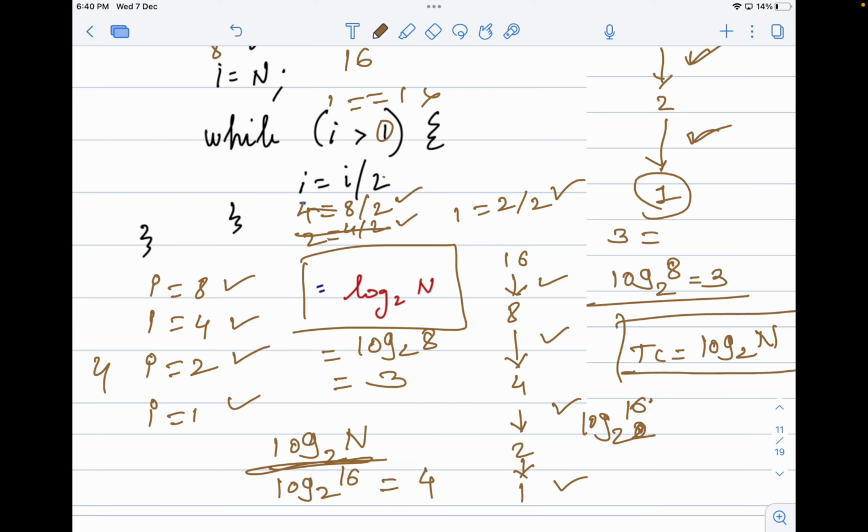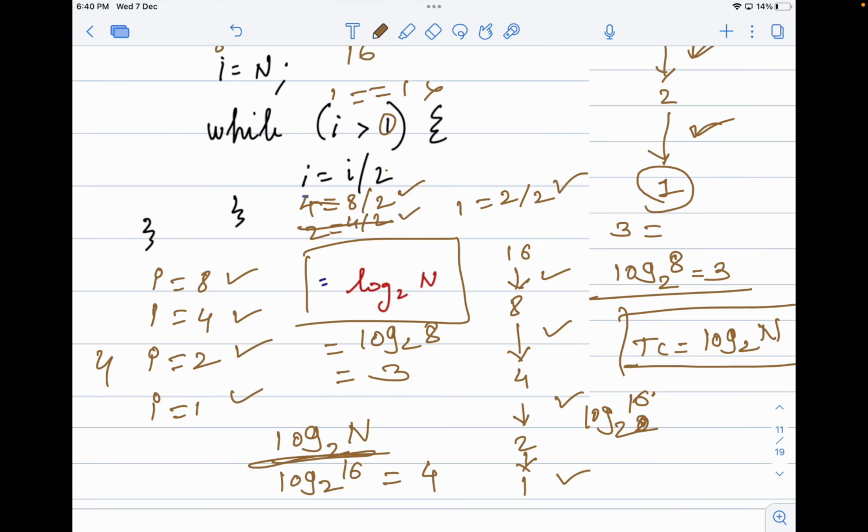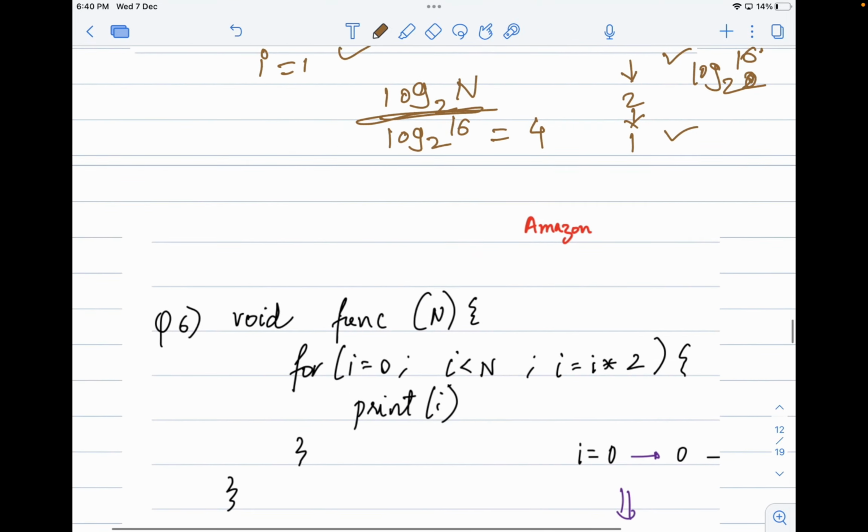I hope this is making sense to you. Try to understand it, stop the video and try to put in the values, whatever values you have. Start from small values and go to large values.